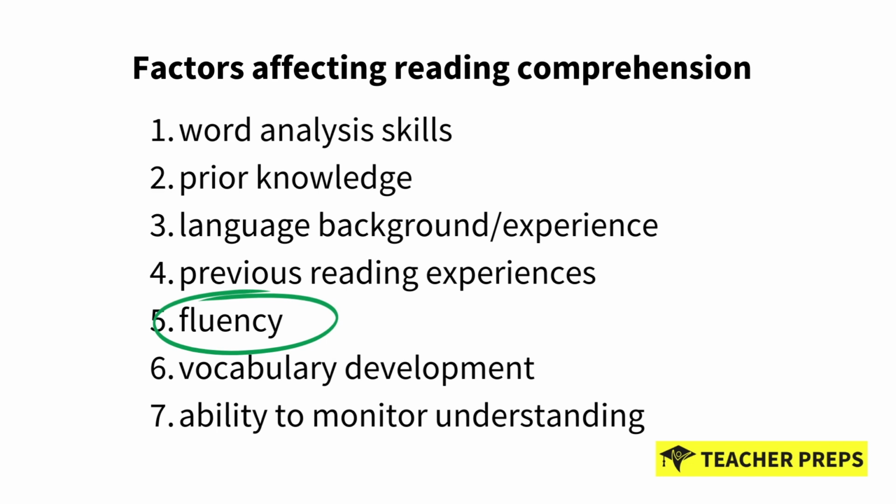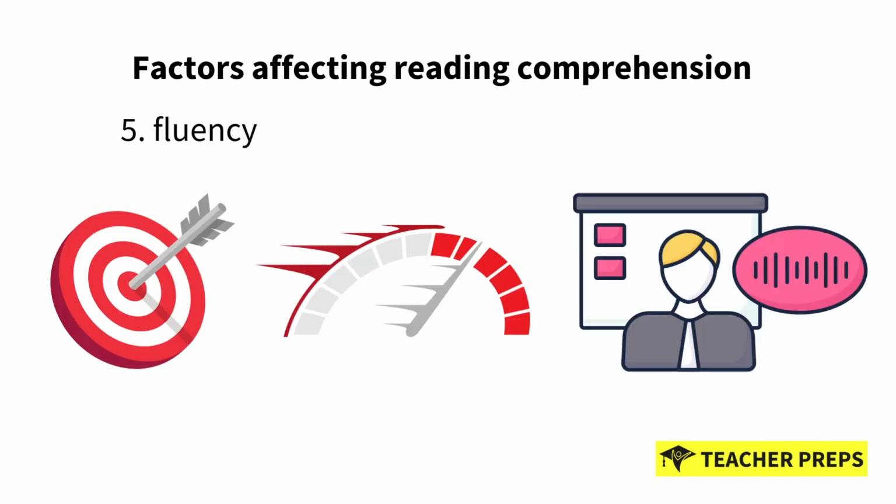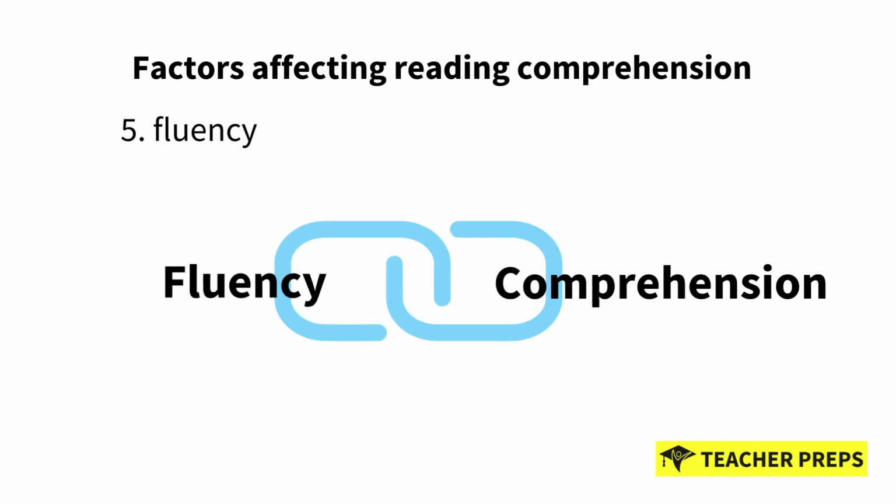All right, next up, number 5 on the list is fluency, which we will be discussing next, and this will definitely affect a student's reading comprehension. Let's recall that fluency encompasses these 3 components. Do you remember them? Accuracy, rate, and prosody, otherwise known as expression. So, why is fluency so important to comprehension? Well, it's because fluency is tied to reading comprehension.